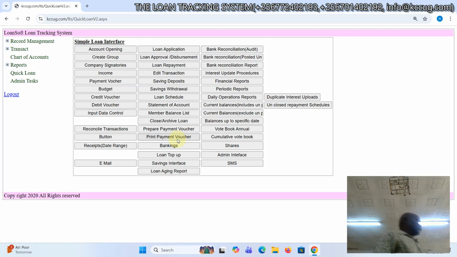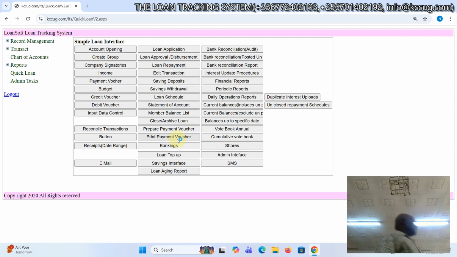We also saw how to have a look at daily operations reports, whereby you would see loans that have been given out during a specific period, and you would also see how you can see product balances, products including commercial loans, shares, and savings. Okay.